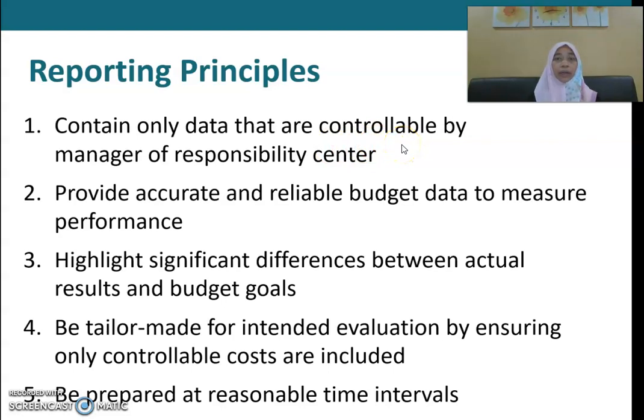Again, the data that you provide should be, the key thing that you need to look into is the controllable items for that particular responsibility center, so that you can provide accurate and reliable budget data to measure the performance. And then if there are any differences between the actual and the budgeted results, you highlight the significant differences, and it should be tailor-made for the intended evaluation, so that you can ensure that the controllable costs are all included, and then provide a reasonable time interval.